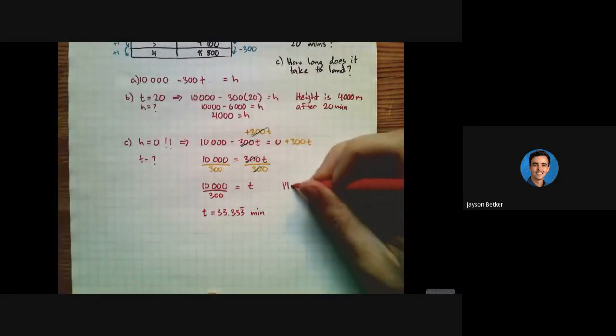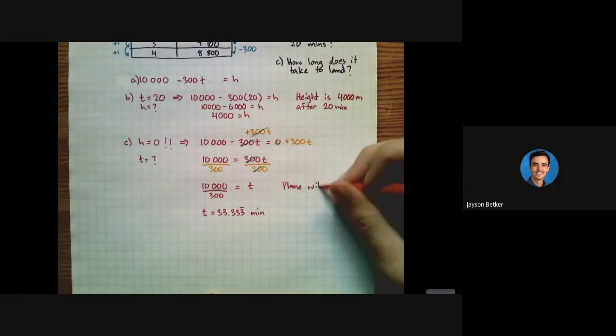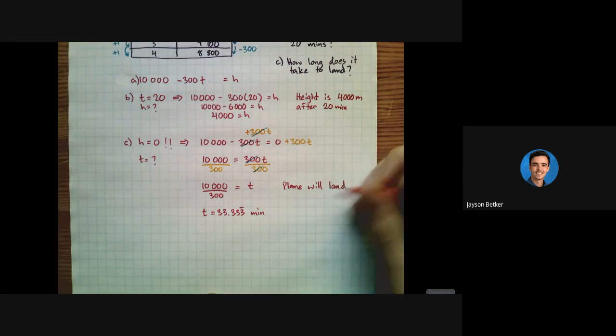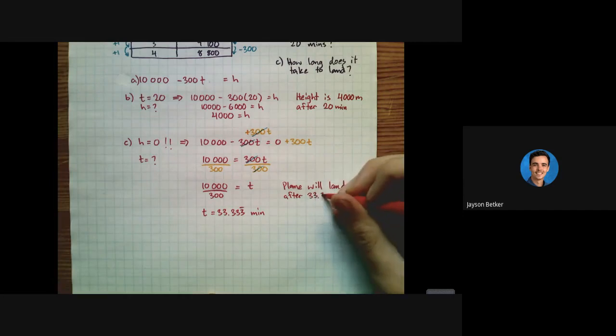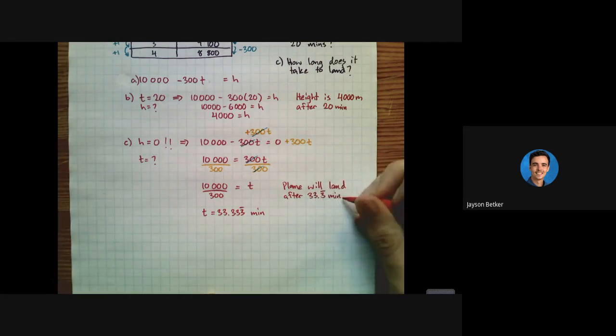So our final answer here can be: the plane will land after 33.3 minutes. Let's just write it out.